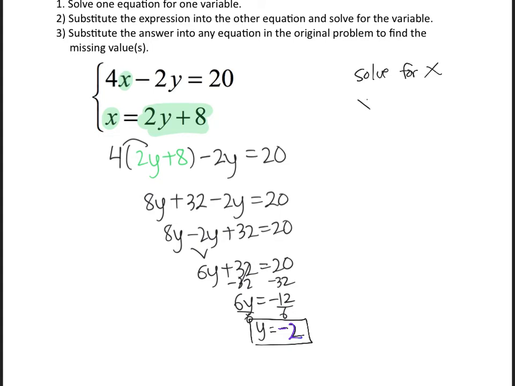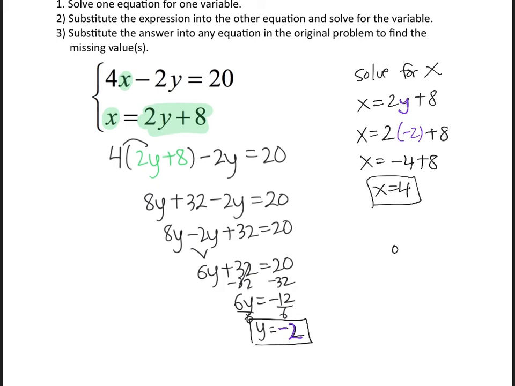And I like this equation, x equals 2y plus 8, because it already says x equals. And so where I see a y, I'm going to replace that with a negative 2. So my x is equal to 2 times negative 2 plus 8. And then order of operations, I need to multiply, so that is a negative 4 plus 8. And so my x is equal to 4.